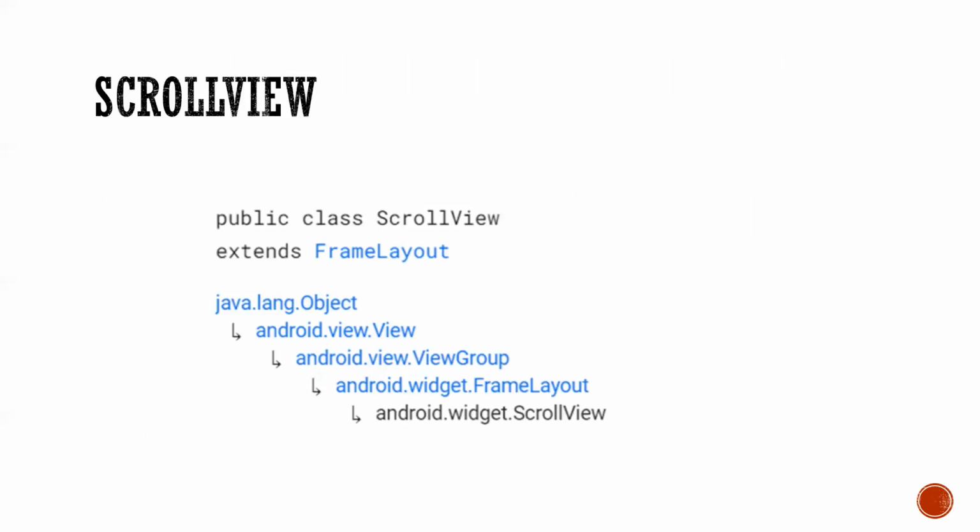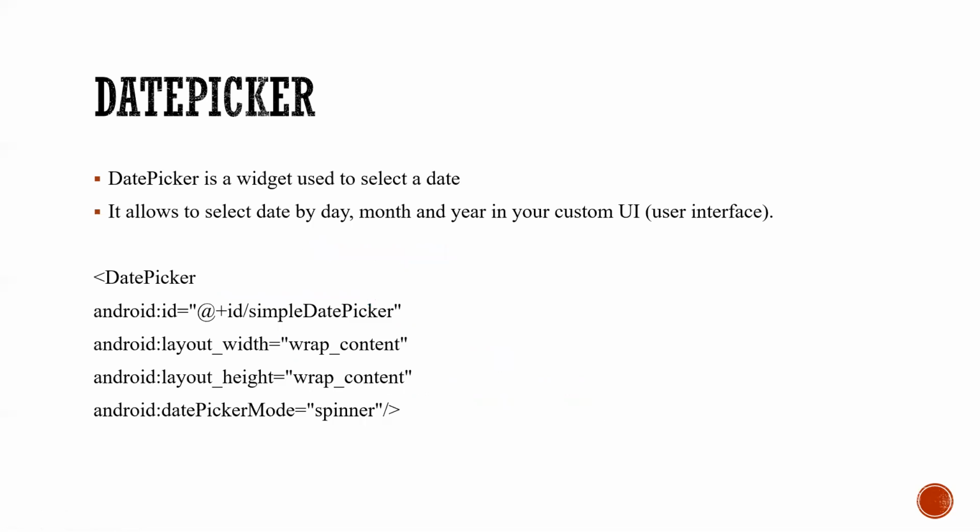This is the hierarchy of a scroll view, where java.lang.Object is the topmost class. Within that, View is the subclass, and ViewGroup is the second subclass, and FrameLayout is the main class of the scroll view. And within the FrameLayout, we have the subclass ScrollView, which is android.widget.ScrollView.